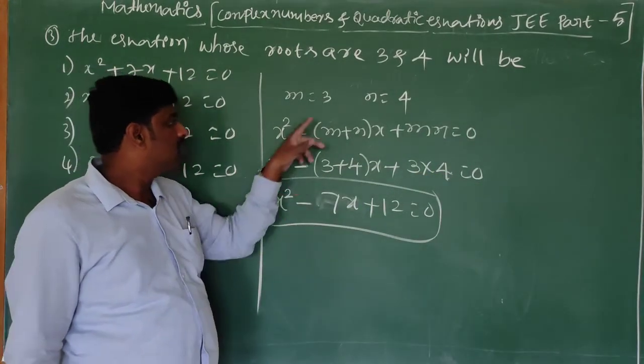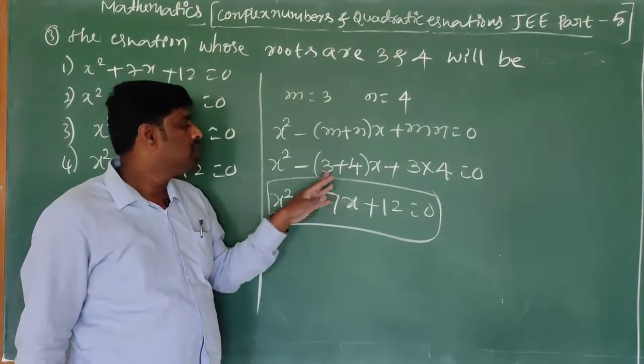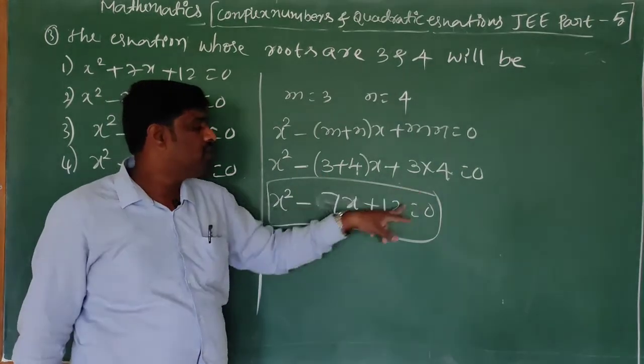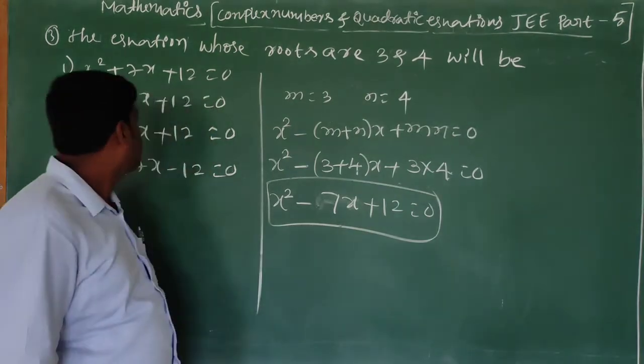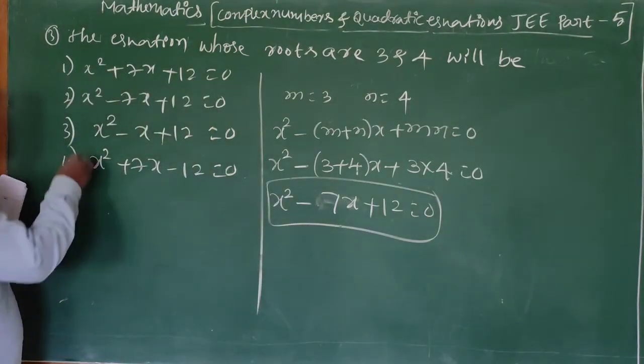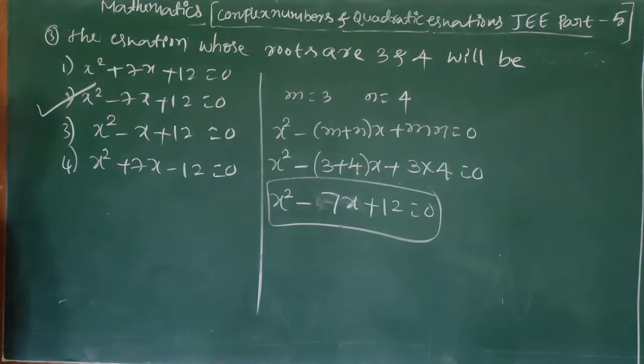x square, substitute m and n values. 3 plus 4 is 7, 3 into 4 is 12, that is x square minus 7x plus 12 is equal to 0. That is which option? Second option. Okay, we will move to the next question.